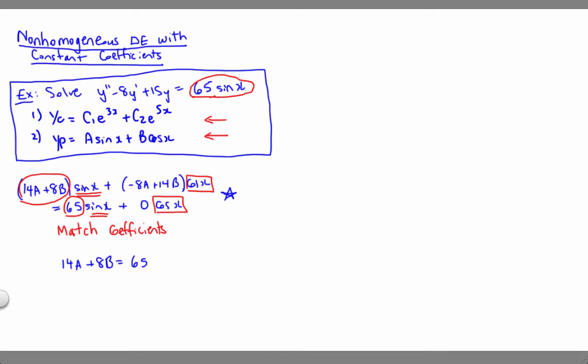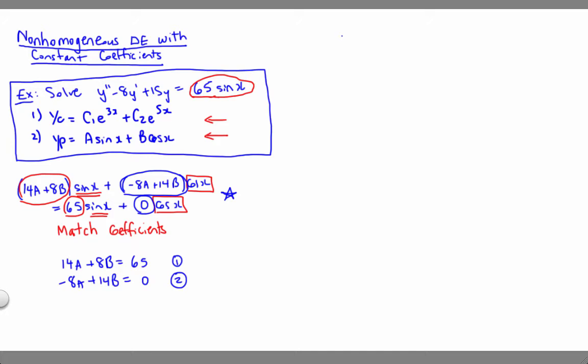And if we look at the cos x terms, we must have the same number of cos x terms on both sides. So we can say this coefficient must be equal to 0. Minus 8a plus 14b must equal 0. So let's call these equation 1 and equation 2. We'll go through and solve them for a and b.